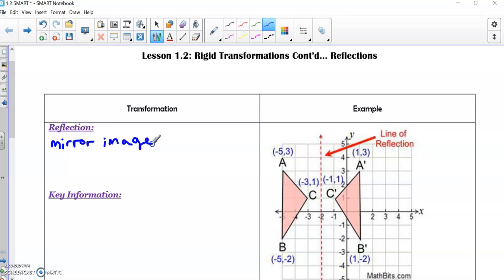of a figure. Again, sorry, my handwriting looks like I'm in 5th grade. Alright, mirror image of a figure across a given line. Okay, and that's the important part, which you'll see in just a second here.